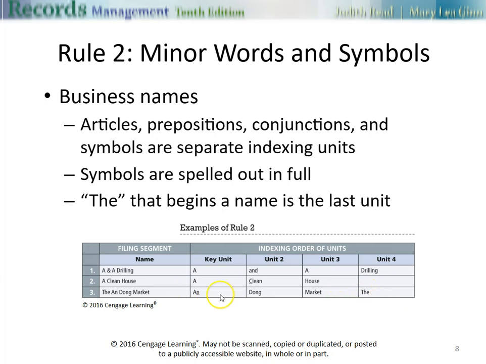I know it sounds funny when you say it out loud, but it really helps when you file it to make sure that the word the is the last unit. And so again, this just makes it much easier to locate records because businesses are grouped by what they actually are and not by a common article that doesn't actually add any meaning.